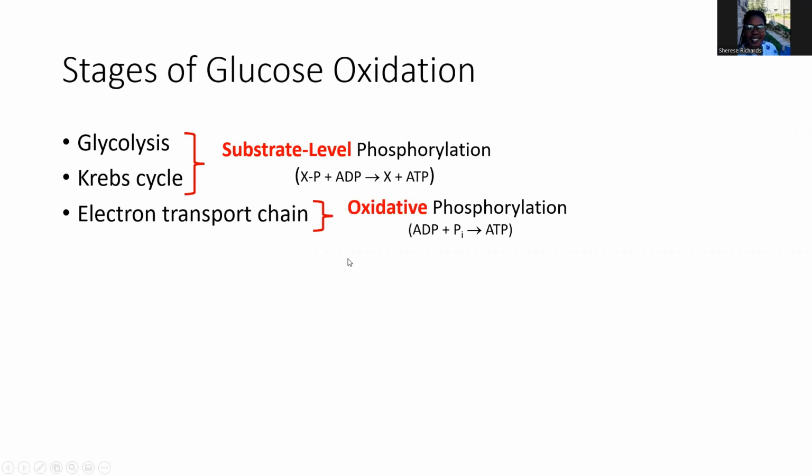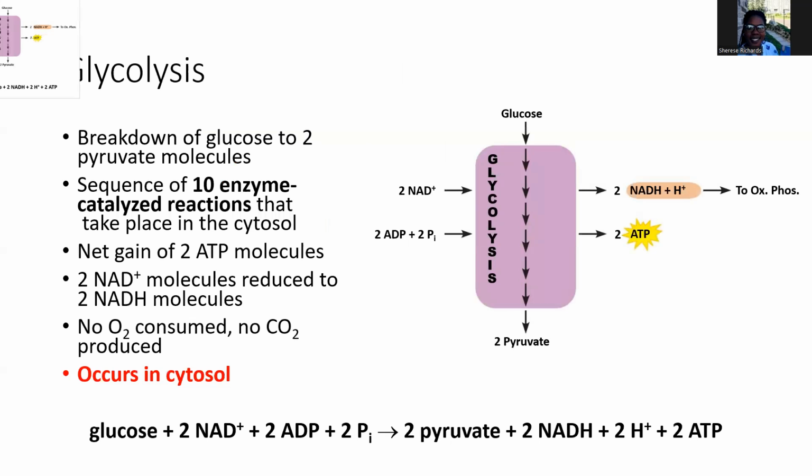We also said that there was another mechanism in order to make ATP, which was more sustainable, more efficient, it made more ATP, and that was called oxidative phosphorylation. And the stage where that happened was the electron transport chain, which is sort of the third stage in that process, okay? So let's go ahead and look at what glycolysis is.